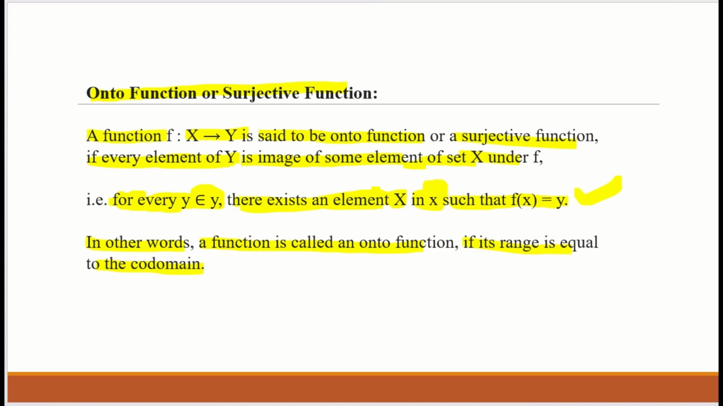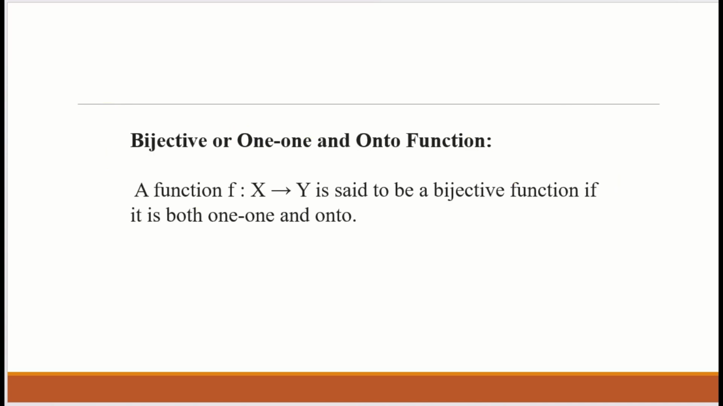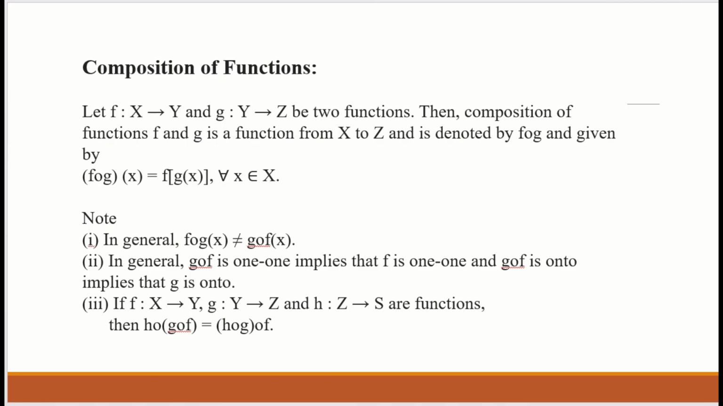Okay, next, bijective function, otherwise one-one and onto function. A function f from x to y is said to be a bijective function if it is both one-one and onto. If it is both one-one and onto, then it is called a bijective function. Next, composition of functions, composition of two or three functions.